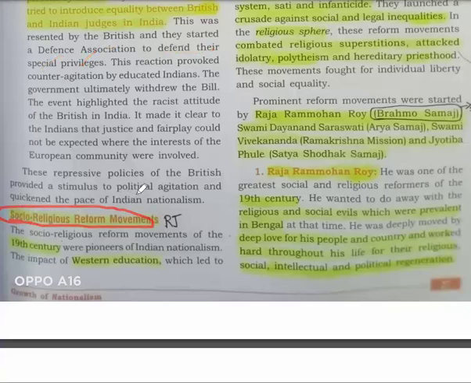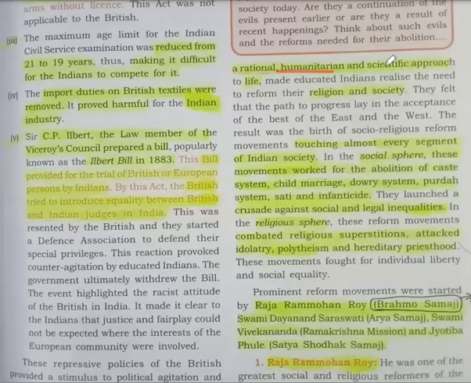Now, socio-religious reform movements. These movements of the 19th century were pioneers of Indian nationalism. The impact of the Western education, which led to a rational, humanitarian, and scientific approach to life, made educated Indians realize that they need to reform their religion and society. The result was the birth of socio-religious reform movements touching almost every segment of the Indian society.